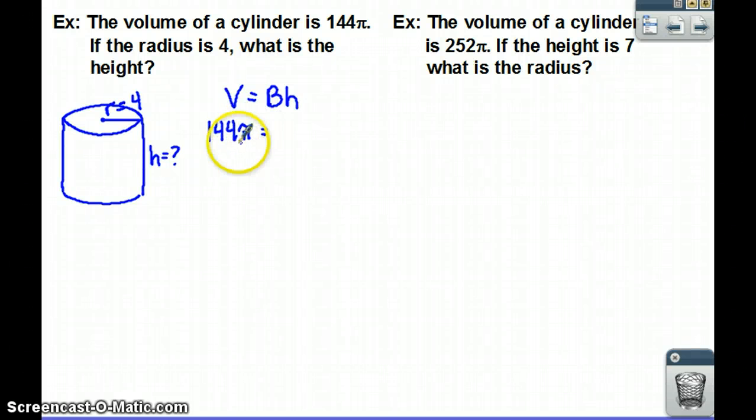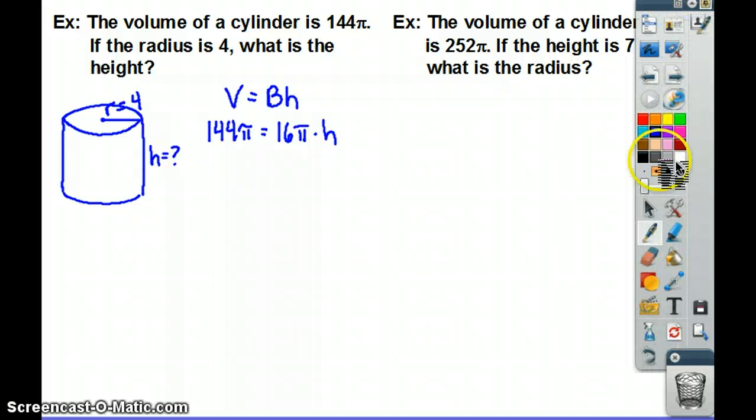The area of the base, well, the base is a circle, so pi r squared, 16 pi, times the height, which we're trying to find. Divide both sides by 16 pi. The pi's cancel, and 144 divided by 16 gives me a height of 9.